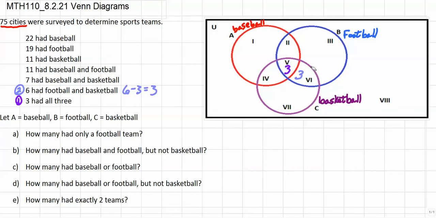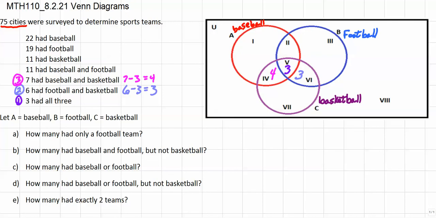Next, we'll move on to the next statement, which is 7 had baseball and basketball. Now, baseball and basketball, that means we're looking at the intersection between baseball and basketball, which is this area. But notice that we do have 3 already accounted for. So this will be 7 minus 3, which will be equal to 4. And we will place 4 right there.